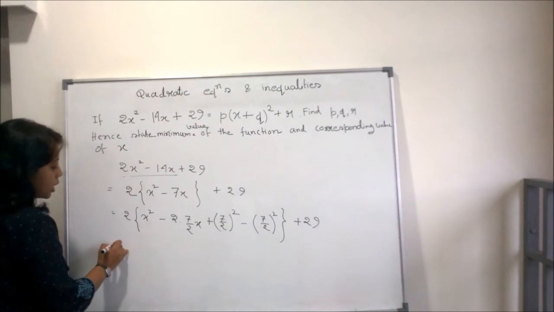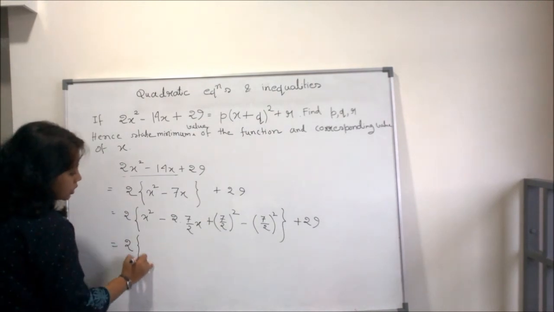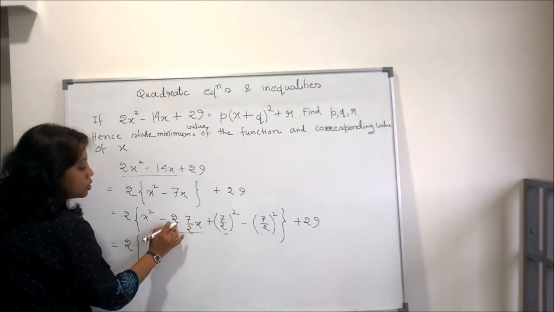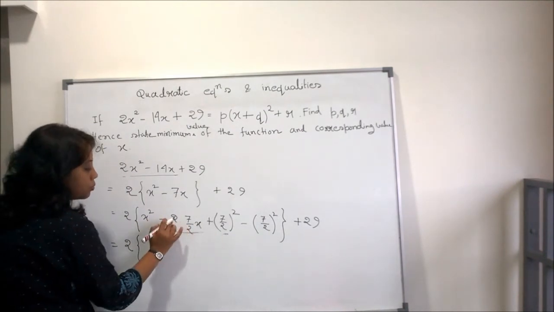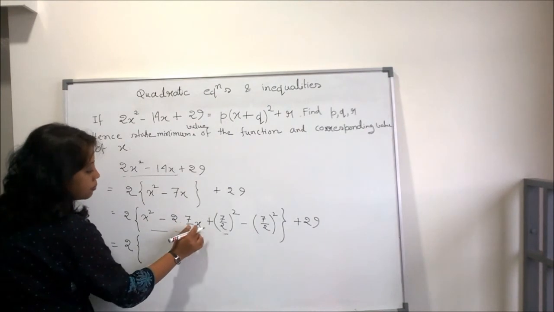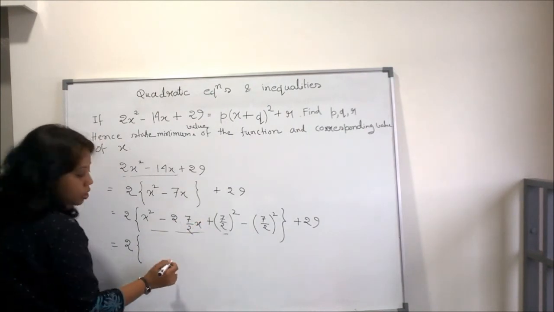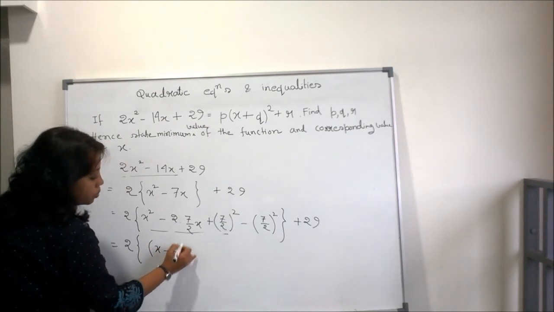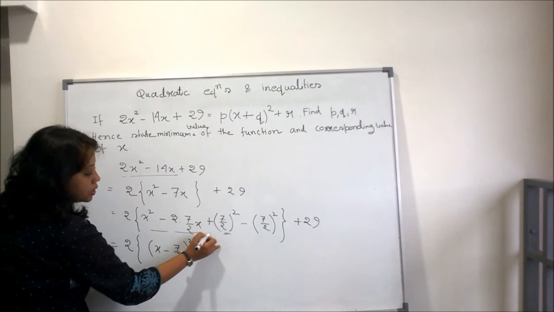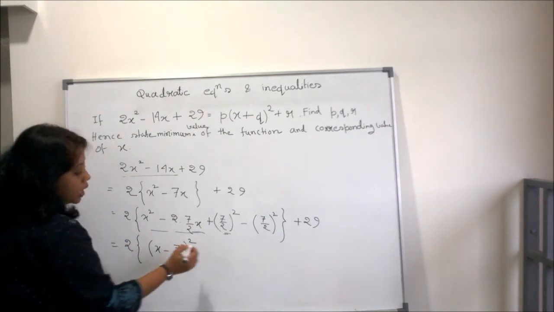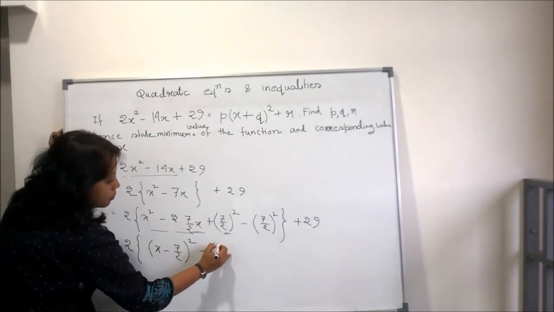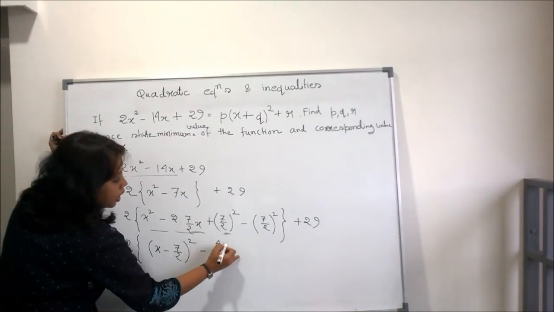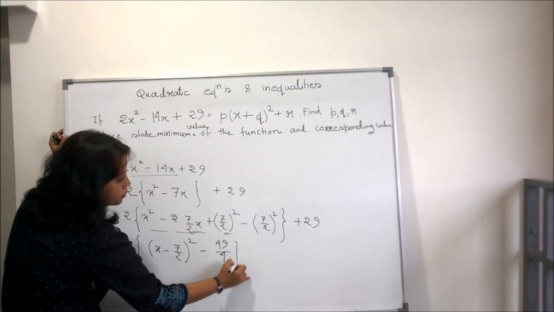Okay, why are we taking this? Now 2 is outside. Now look at this. This portion is a² − 2ab + b², so where it is (x − 7/2)² up to this. Okay, and we are left here with minus (7/2)², which means 49/4, plus 29.